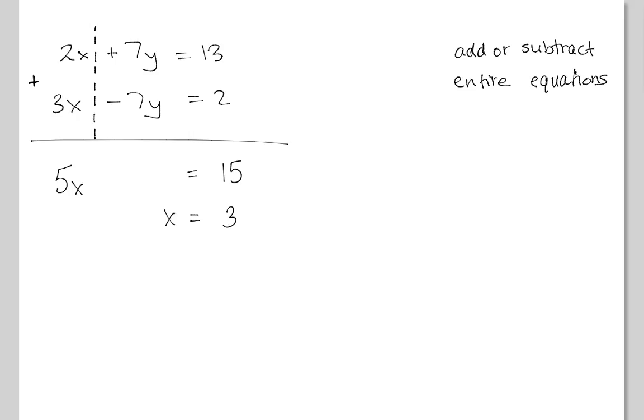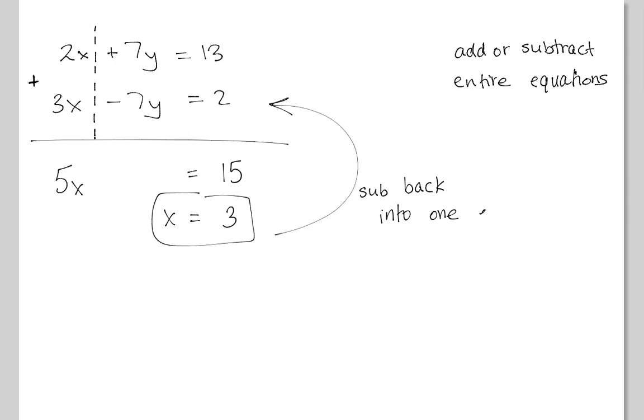So then once you have x equals 3, you have to sub it in to one of the equations. So I'll just pick one, it doesn't matter which one. So sub back into one equation. It doesn't matter which equation you pick, I just picked the bottom one randomly. The bottom one says 3x, which is 3 times 3, minus 7y is 2. 9 minus 7y is 2.